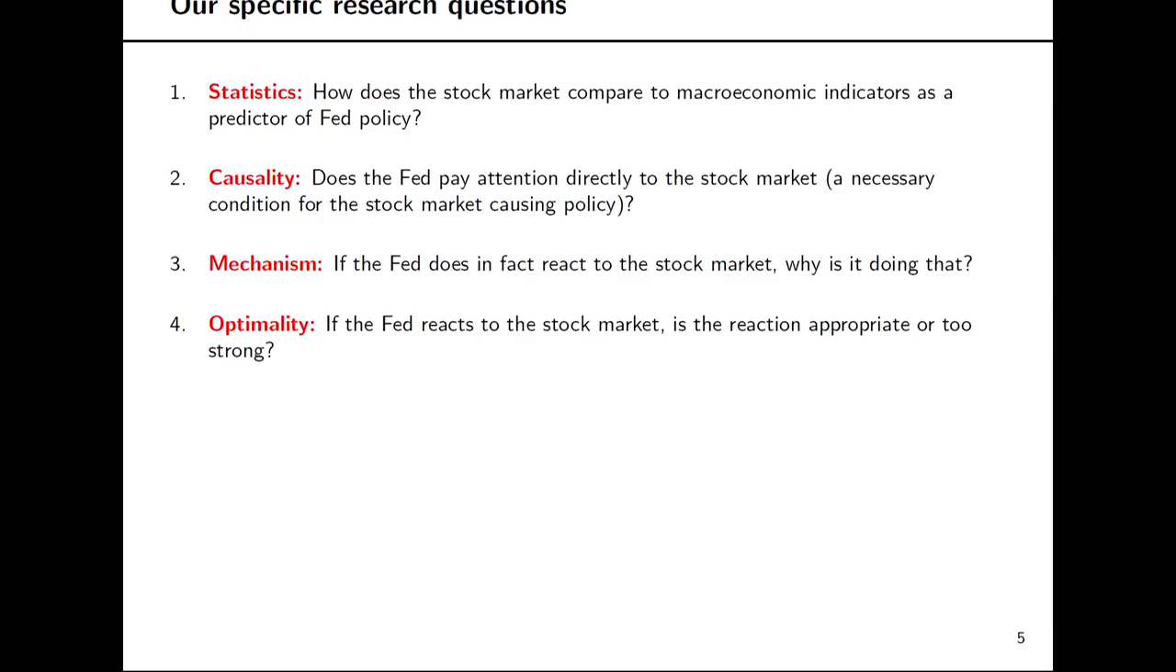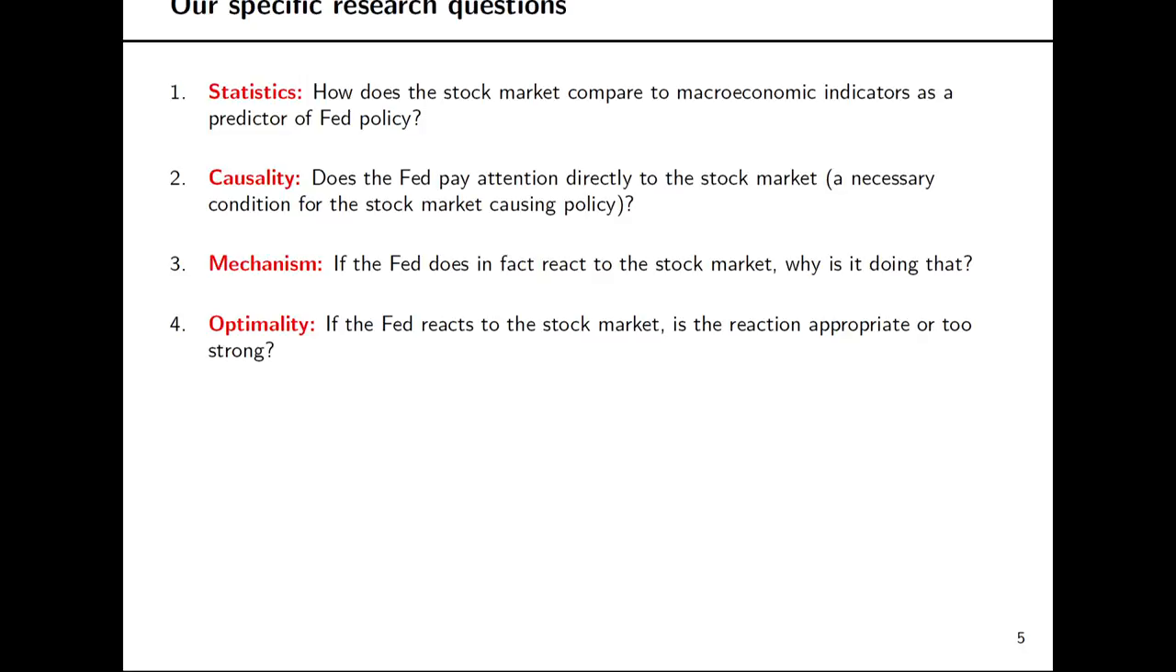So we're going to focus on these four research questions, based on what I laid out with some of the shortcomings of existing approaches. First, I'm just going to do statistics. We're going to run predictive regressions and see, does it look like the Fed accommodates following low stock market returns or following high numbers for initial jobless claims? This is the first thing to think about, to get a sense of whether, at least statistically, the Fed might be reacting to the stock market.